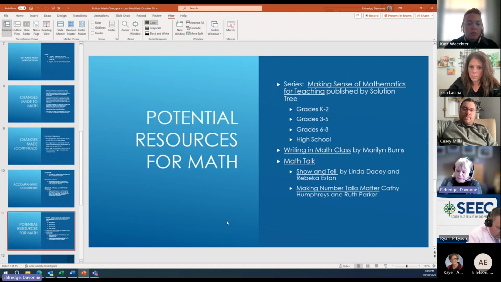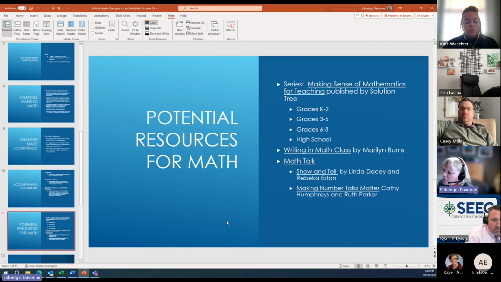One of the things that the committee did was look at several resources to help us with the progression of skills, and there are some books out there that are some good resources to help with teaching the math. One of them is a series called Making Sense of Mathematics for Teachers, published by Solution Tree. And this one gives a list of some of the progressions of skills within those grade spans, but it also has some activities and things in there to help you with instruction in math.